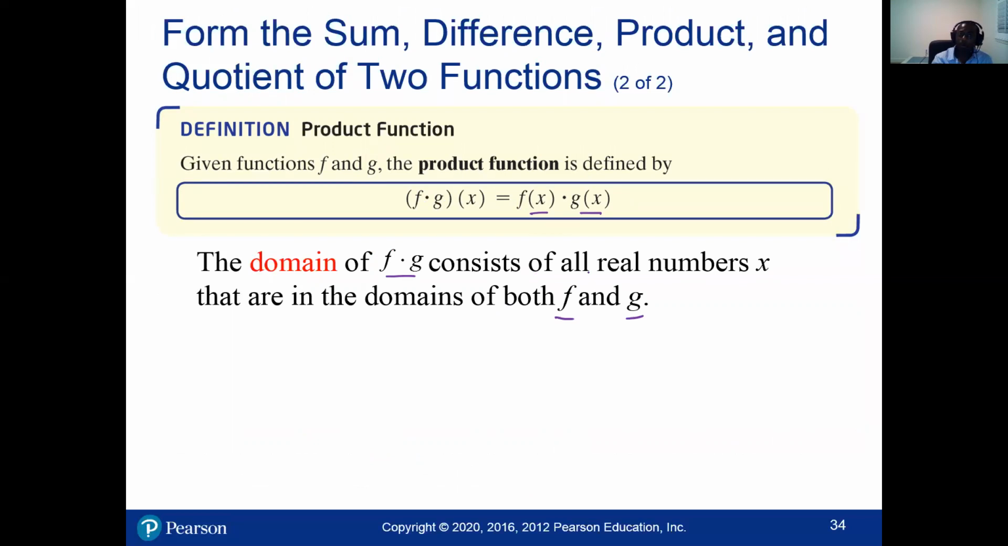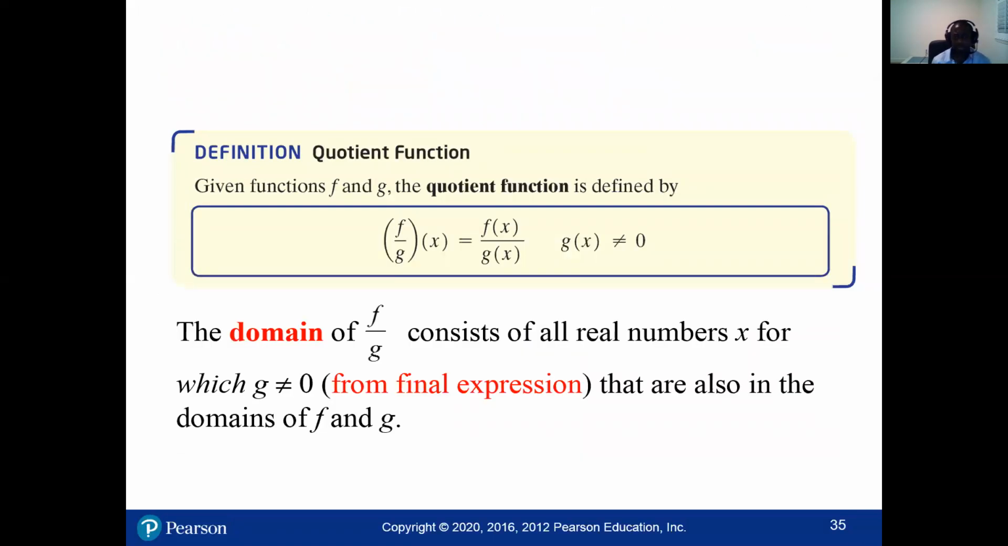Now, for the case of the quotient, which is a rational function, that's how we'll call it, we do not want g of x to be equal to 0, because if it is 0, then it's undefined. Just like the example that I did with the function f of x that had the radical in the numerator, and then it has x minus that.